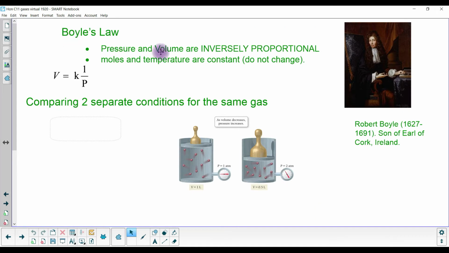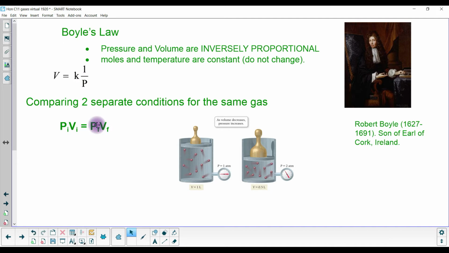The pressure and the volume are inversely proportional. That is, if I increase the pressure, the volume will decrease, or if I increase the volume, the pressure will decrease. We keep the number of particles, the moles, and the temperature constant. This is Boyle's law written as an equation. The volume and the pressure are inversely proportional, and K is a constant.